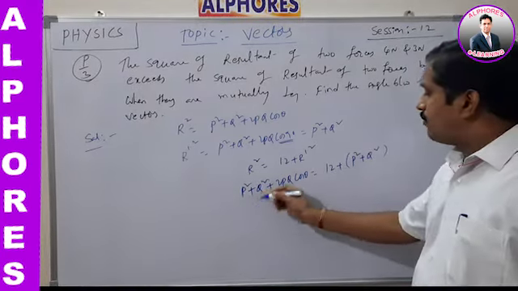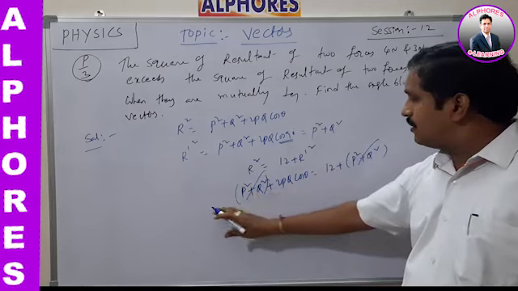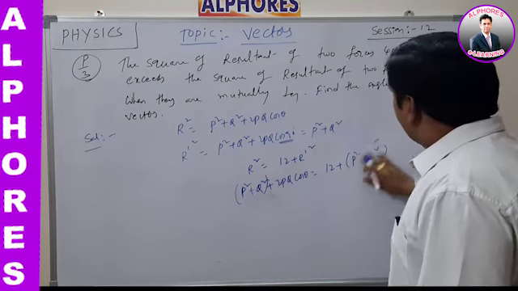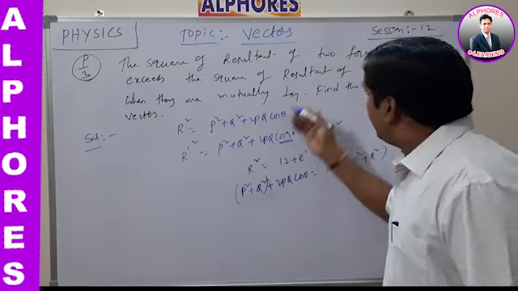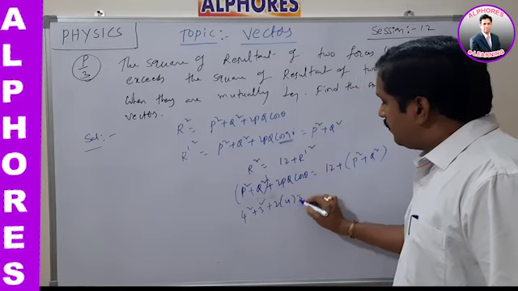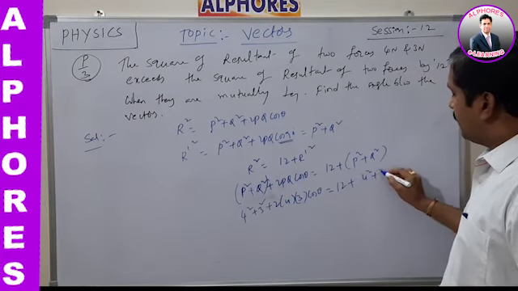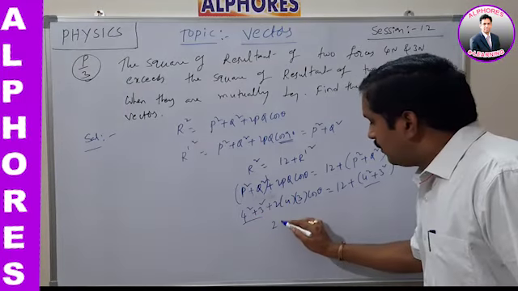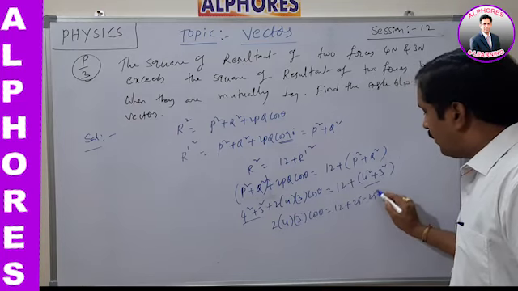Okay, so here I cancel this on both sides. Suppose this term goes to this side, both will cancel together, so I can cancel directly. Otherwise, we take it this way: P square plus Q square. After substituting the values, we solve: 4 square plus 3 square plus 2 into 4 into 3 into cos theta is equal to 12 plus again 4 square plus 3 square. 4 square plus 3 square is 25. So 2 into 4 into 3 into cos theta is equal to 12 plus 25 minus 25. Both cancel here.